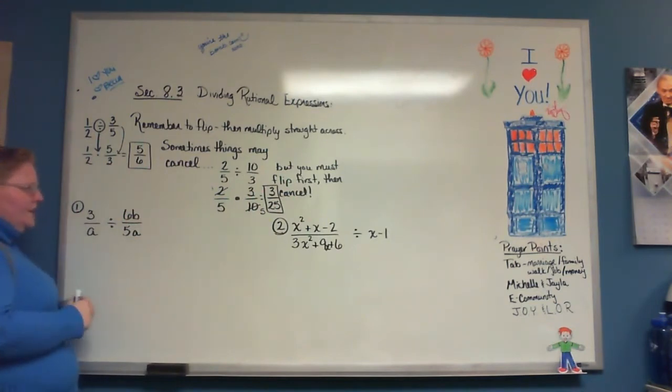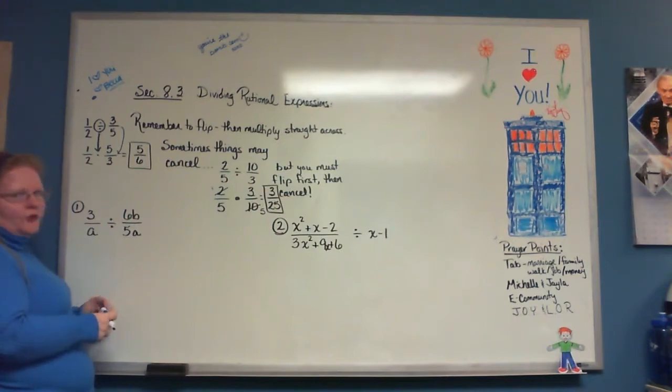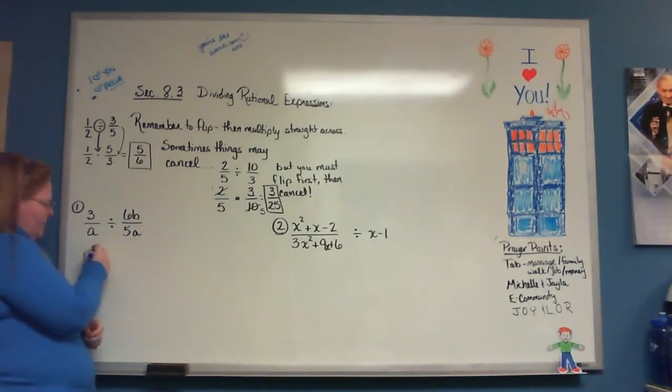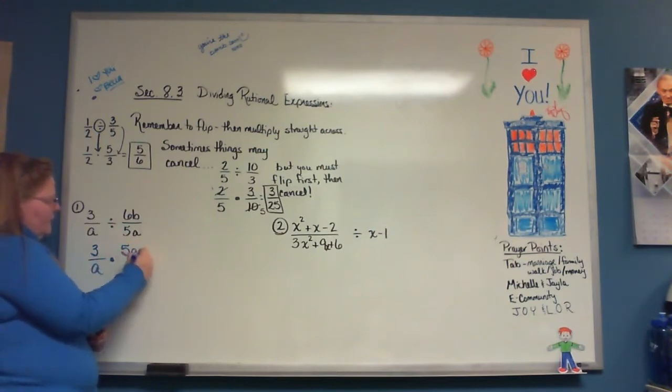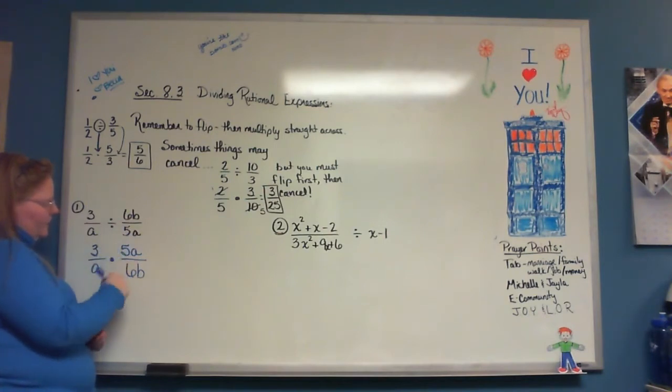So when we have this one, what do you think we do? Well, yeah, you're going to have to change it and flip it. So that'll give me 3 over a times 5a over 6b, because we change it from division to multiplication and flip over the last fraction. Now I can do some cross canceling.